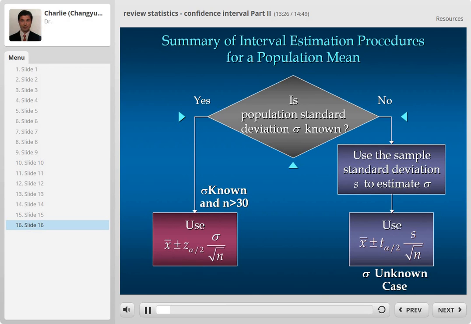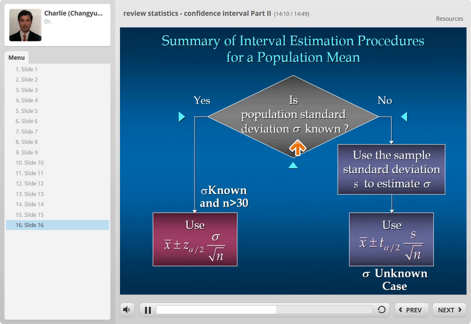Now let me summarize. When we see a problem of interval estimation for population mean, the first question we ask is, do we know the population standard deviation? If we know the population standard deviation and n is bigger than 30, then we can use this formula, which is x bar, and this is normal distribution. This is the population standard deviation. Be careful, we need another condition: n bigger than 30.